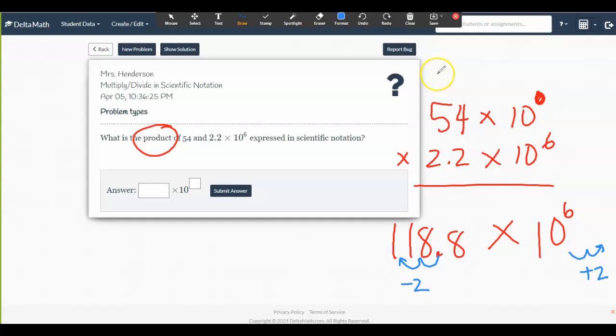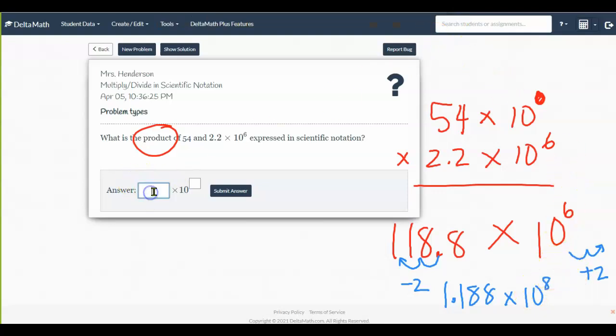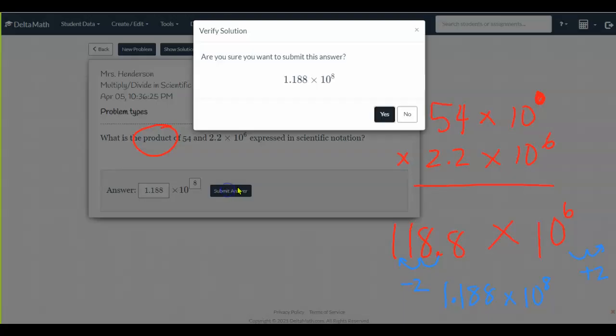This way, we're not really changing the number. If you remove 2 places but add 2 places, you've really done nothing. So my new coefficient will be 1.188, and my new exponent will be 10 to the 8th. That's a lot of 8s. Let's fill this in. 1.188 times 10 to the 8th.